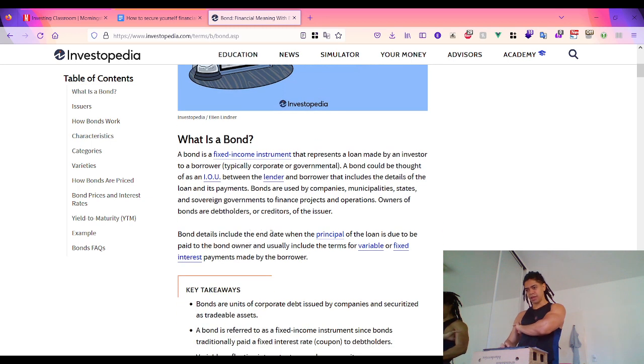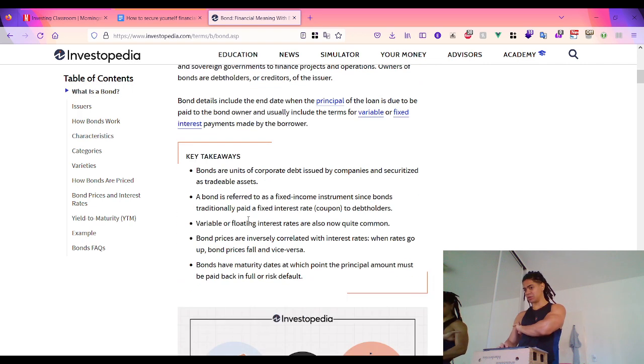Bond details include the end date when the principal, the original amount borrowed that remains unpaid in the case of a loan, is due to be paid to the bond owner, and usually include the terms for variable or fixed interest rate payments made by the borrower. In other words, a key takeaway: bonds are a unit of corporate debt issued by companies and securitized as tradable assets.